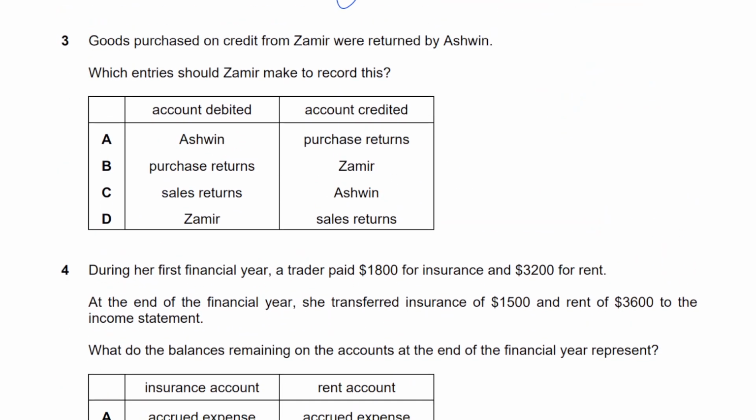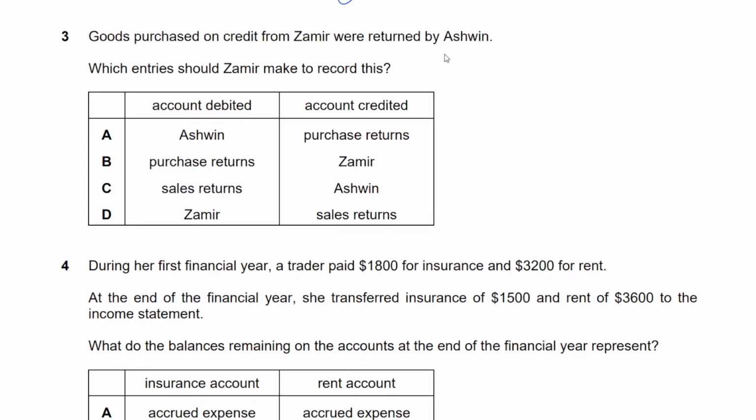Number 3. Goods purchased on credit from Zamir were returned by Ashwin. Which entries would Zamir make to record this? For Zamir, this is... Look, you must clarify the relationship. Zamir is the seller and Ashwin is the customer. So for Zamir, that's a sales return. And sales returns, you should know, are debited. So C. Another way to look at it is Ashwin is the customer. It's a receivable. And now receivables are falling because we're not going to receive that amount anymore. Ashwin, the receivable goes down. When assets go down, they're credited in the asset account.